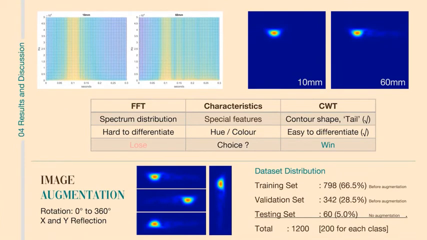After having the results for both FFT and CWT, we can compare that CWT gives a better view because of the extra characteristics of contour shape and tail, compared to the color distribution only for FFT. Moreover, the color in CWT is easier to observe compared to FFT. So based on the comparison, the image of the CWT method is chosen to become the database for deep learning. Before proceeding to deep learning, all images are split into training set, validation set, and testing set. Then, the training and validation sets are augmented with 0 to 360 degree rotation and X and Y reflection.